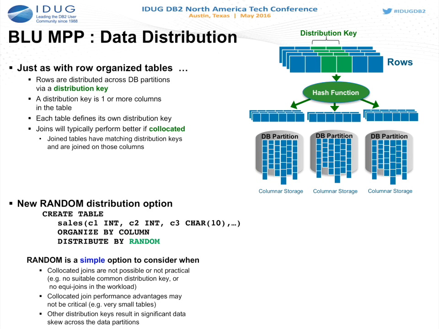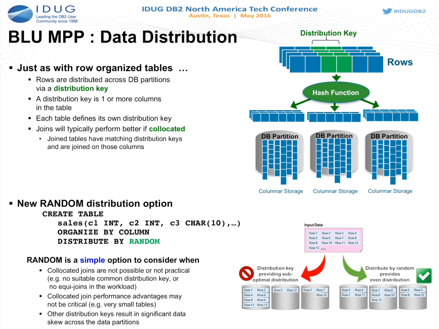And by the way, as part of this release, we also introduced a new random distribution option. This is useful as a simple option if there's just no appropriate distribution key for you. Any other distribution key that you might come up with just results, for example, in skewed distribution, as I'm showing in this diagram, where this node here just had way more rows than the other ones. Or if co-located joins are not really that important in your workload for whatever reason, maybe your tables are just very small, for example, this can be a very nice simple option for you. It just randomly distributes the rows across the partitions. By the way, this works both with columnar and with row-based tables.